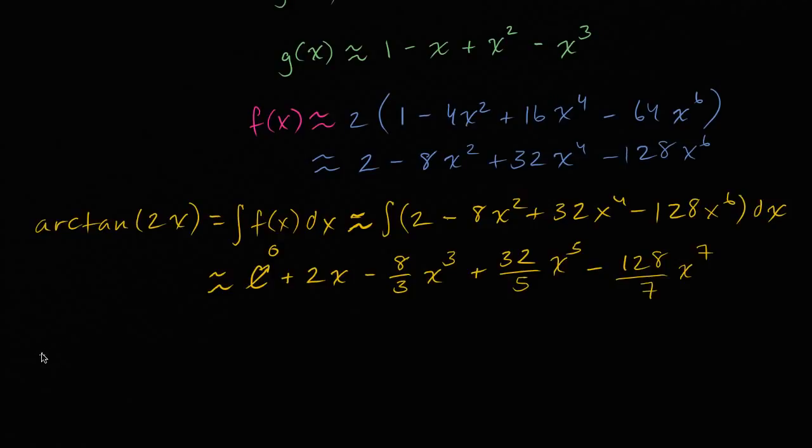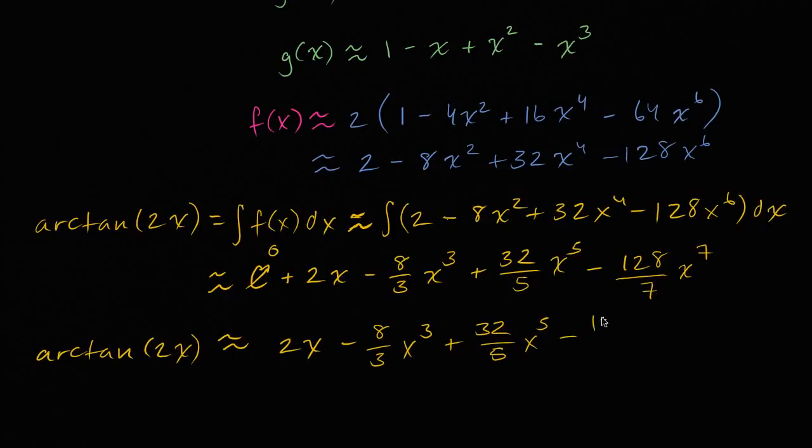So just like that, we're done. We've been able to figure out that arctangent of 2x is approximately equal to 2x minus 8/3 x to the 3rd power plus 32 over 5 x to the 5th minus 128 over 7 x to the 7th. And if we wanted more terms, we could have gotten more terms by just doing what we just did, but doing it for 4 more terms. So hopefully you enjoyed that fairly hairy problem. But as you saw, it's not as hairy as we thought it was going to be.